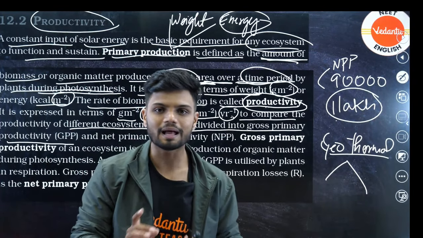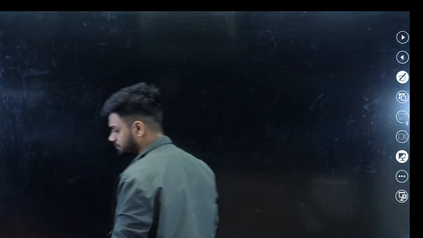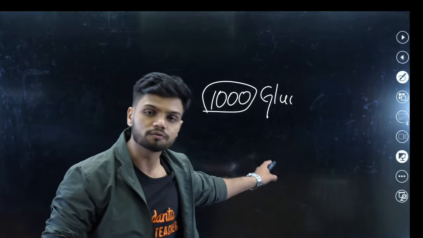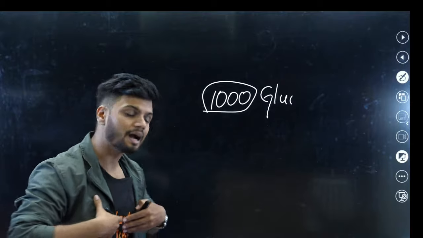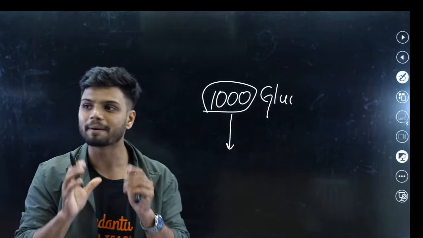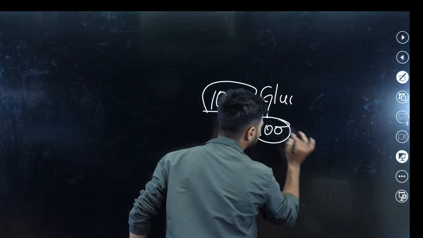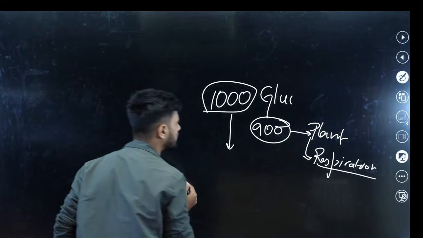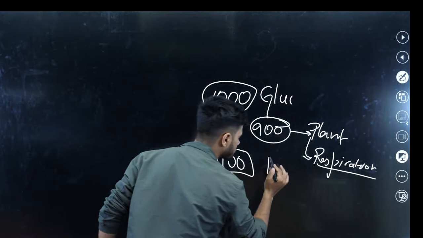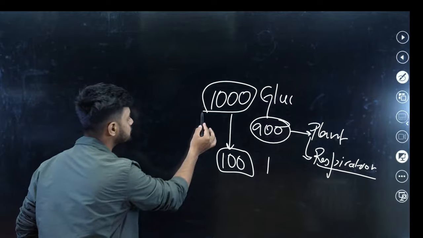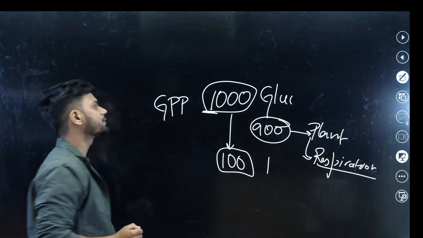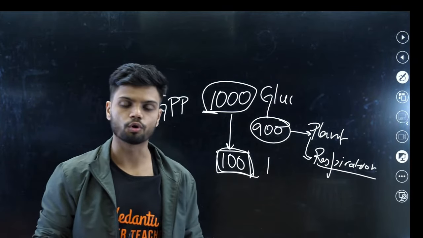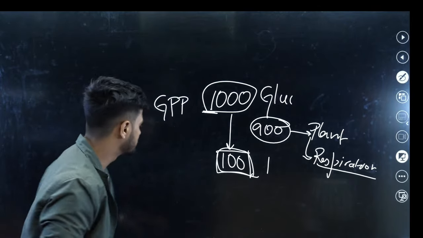If you want to talk in terms of your plants, imagine a plant is making 1,000 molecules of glucose. Out of this 1,000 molecules of glucose, the plant is using 90% of it. That is, 900 molecules of glucose is used by the plant for respiration. Now what is left here is just 100 molecules of glucose. And this 1,000 which is made by the plant is your GPP, gross primary productivity. The 100 molecules of glucose which is available for the rest of the organisms, this is your NPP.